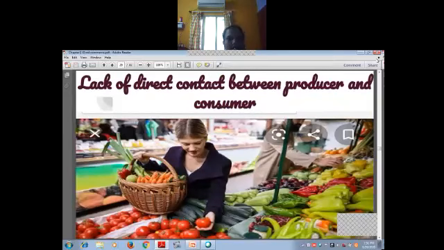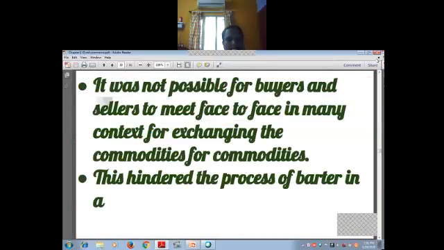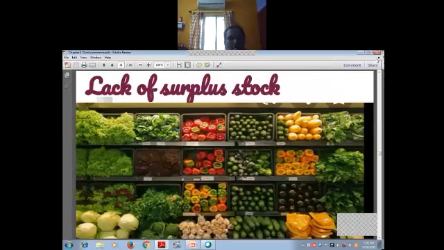Lack of direct contact between producer and consumer. It was not possible for buyer and seller to meet face to face in many contexts for exchanging commodities for commodities. This hindered the process of barter in all practical sense. They cannot meet each other because a buyer will be somewhere else and a seller will be somewhere else. How will they meet each other?